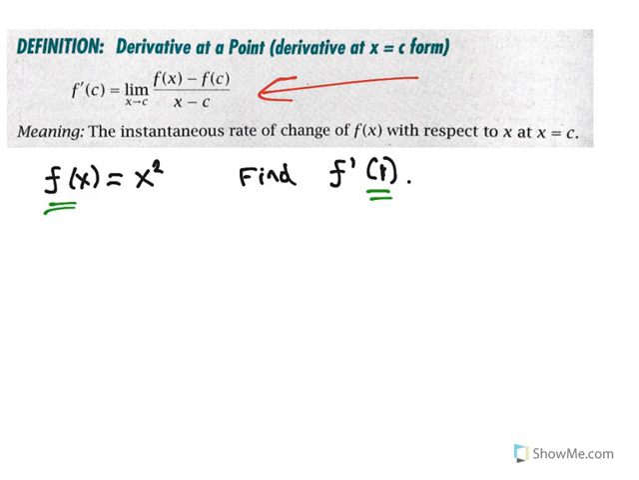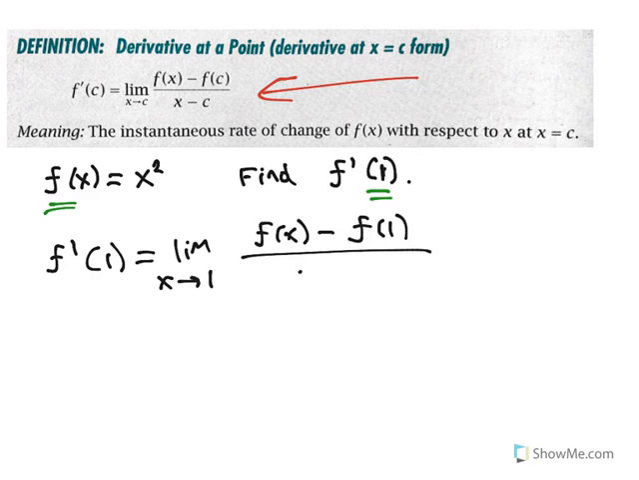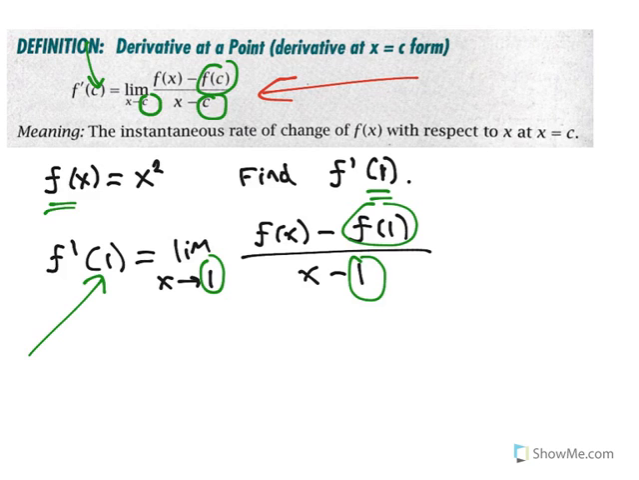By using this definition. So we're going to write f prime of 1 is equal to the limit as x approaches 1 of f of x minus f of 1 divided by x minus 1. So when I say f prime of 1, my c value is 1, and that is why I have x approaching 1, and I have f of 1, and I have 1 here in the denominator. So now we'll go ahead and find this derivative.